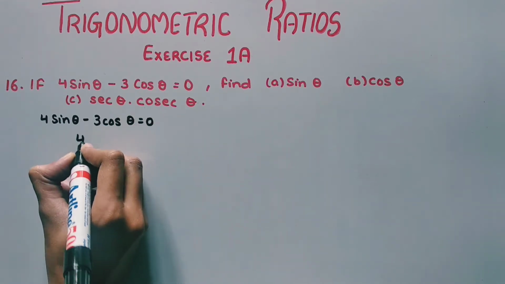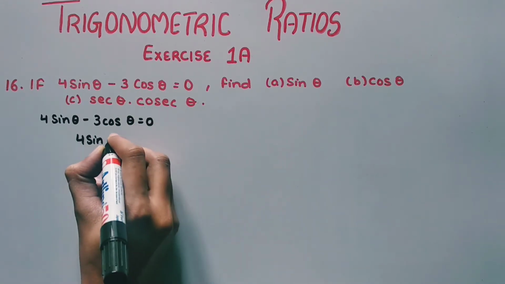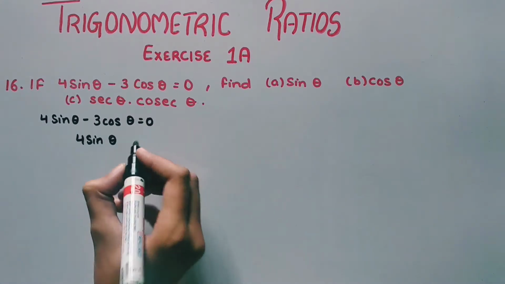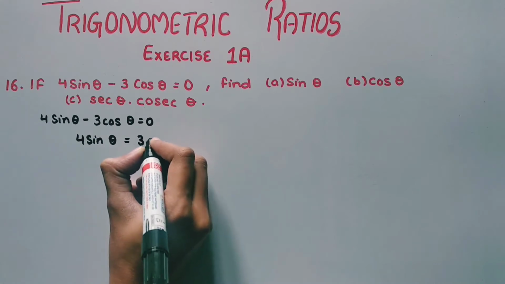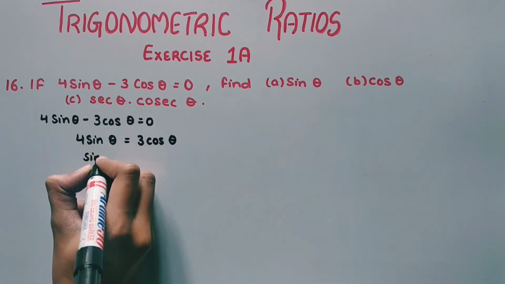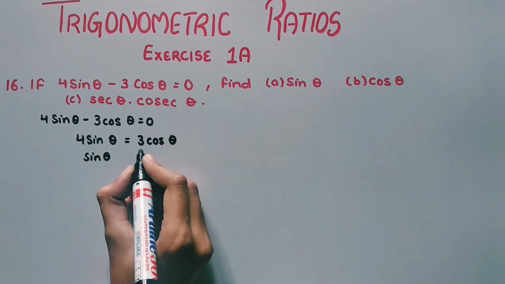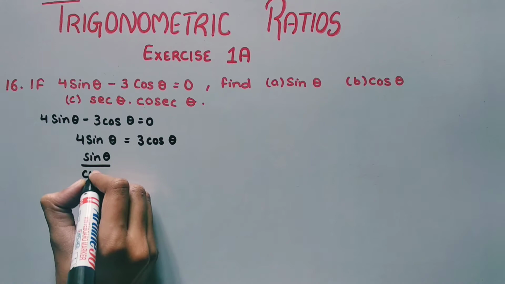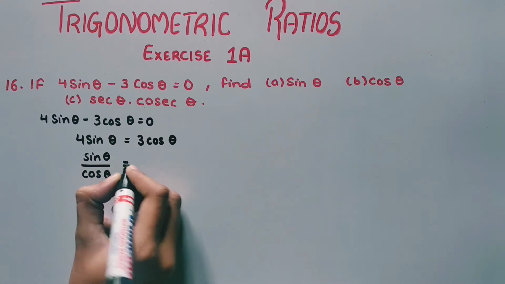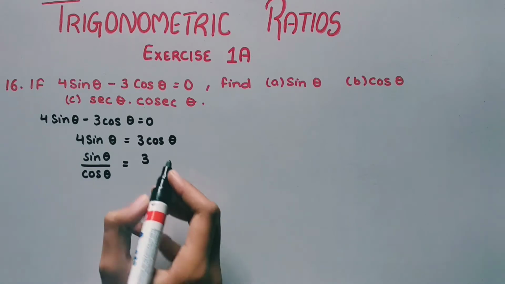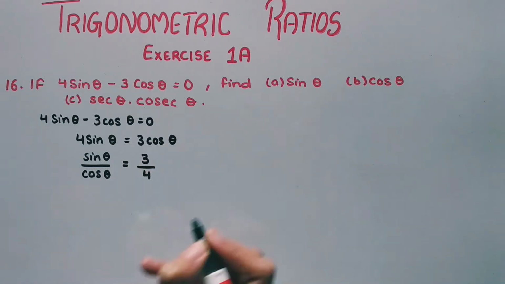We have 4 sin theta. This is minus 3 cos theta. On the second side, this will be 3 cos theta in positive. Sin theta. This cos theta is multiplied by 3. On the another side, this will get divided. Sin theta divided by cos theta, that is equal to 3. This 4 is multiplied here, hence will be divided on the second side.